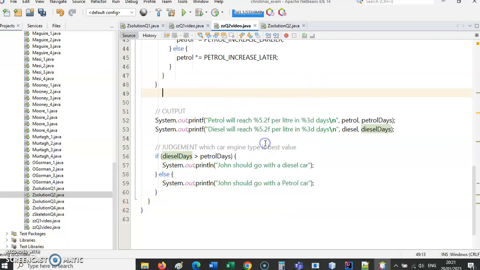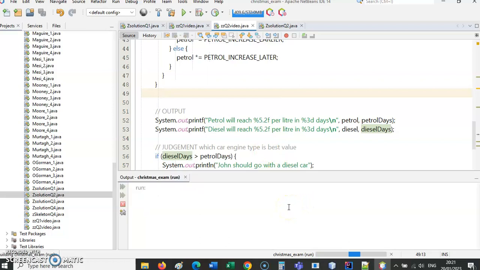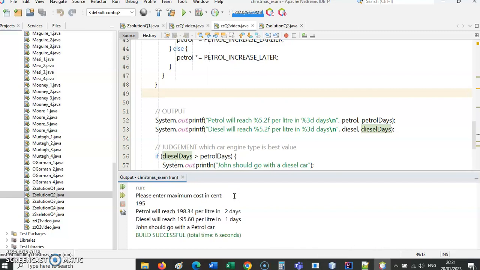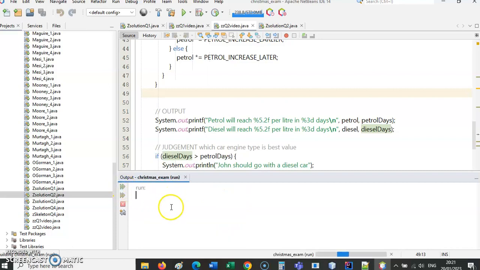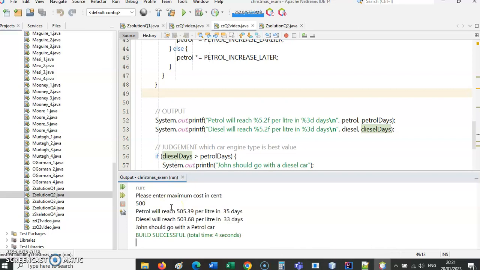Okay, so let's run this. Okay, and if we put in something like a small number, you can see petrol makes more sense. If we put in a larger number like 500 cents per litre, okay, John should go petrol. Petrol makes more sense there because it's more than 7 days. Okay, so the rate of increase is slowing down.